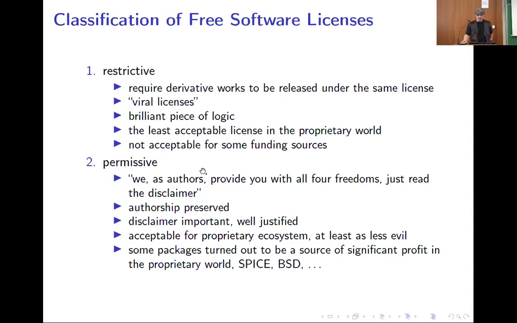Also, there are permissive free software licenses. And permissive licenses say something like, we as authors provide you with all four freedoms, just read the disclaimer. And the disclaimer is the most important part. Authorship of the program in permissive licenses is preserved. The disclaimer is important, well justified. And they're acceptable for the proprietary ecosystem, at least as less evil, as less harmful for their business models than restrictive licenses. Some packages turned out to be a source of significant profit in the proprietary world, like SPICE, the famous circuit simulator, and then the Berkeley Software Distribution, an operating system.